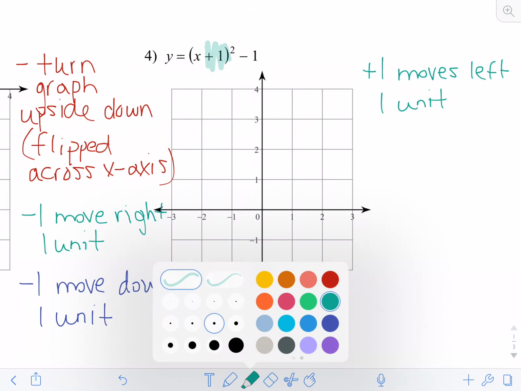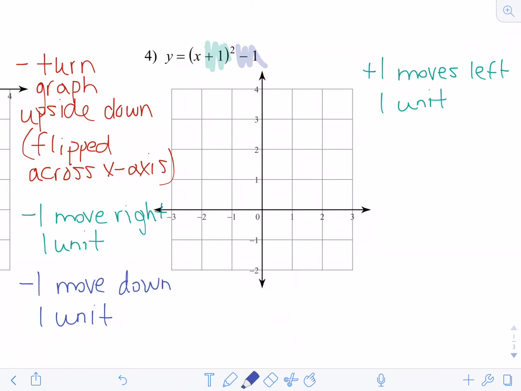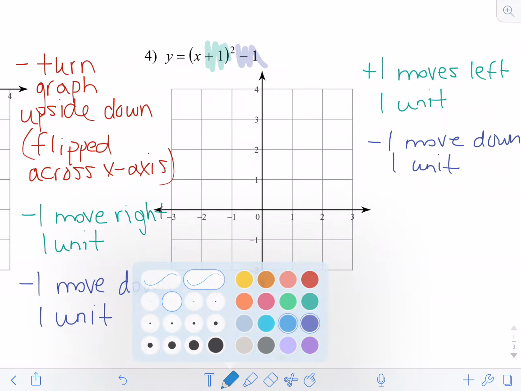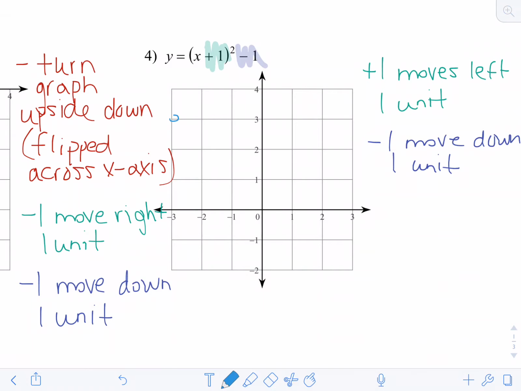Okay, and the minus 1 back here that we have, that -1 is going to move everything down 1 unit. So when I plot my points, I have -3, 3. I have -2, 0. We have -1, -1. I have 0, 0, 1, 3. And the next one's 2, 8, which is off the graph. So here is my parabola.